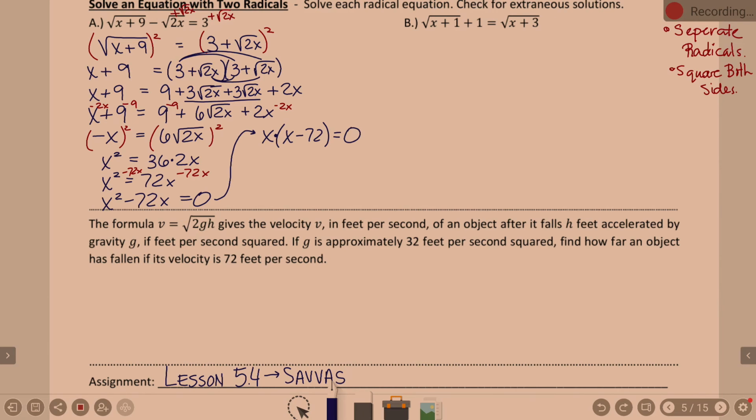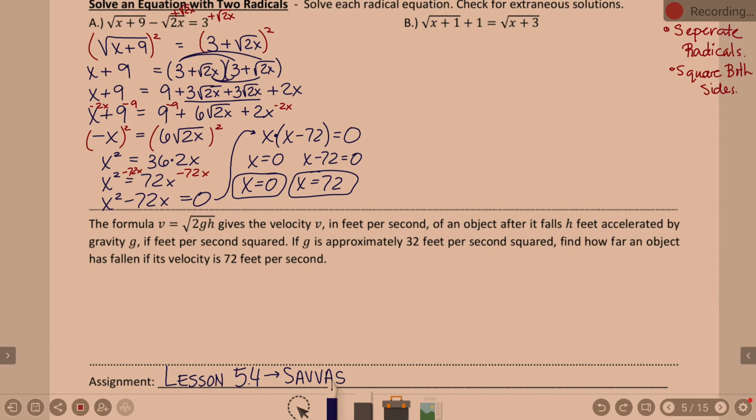Two factors multiplying to equal 0. What do I do to solve? Set each factor equal to 0. So that means I'm going to set x equals 0 and x minus 72 equals 0. So I end up with x equals 0 and x equals 72.